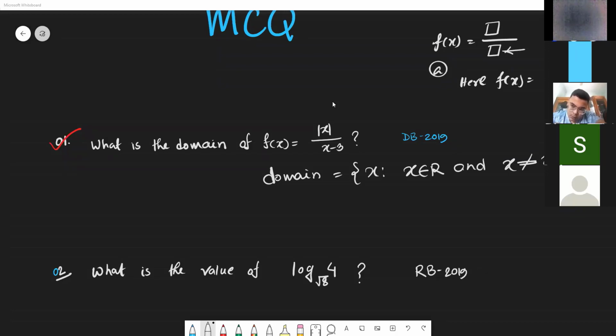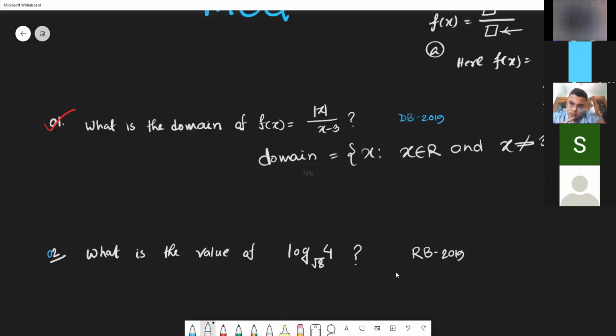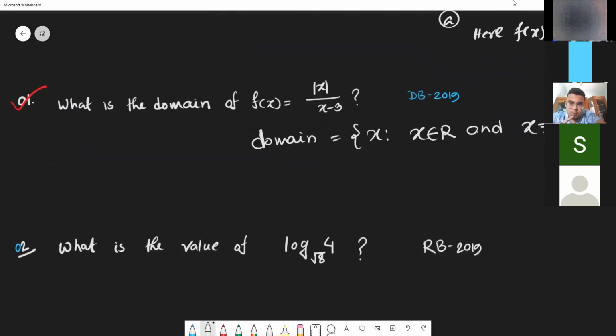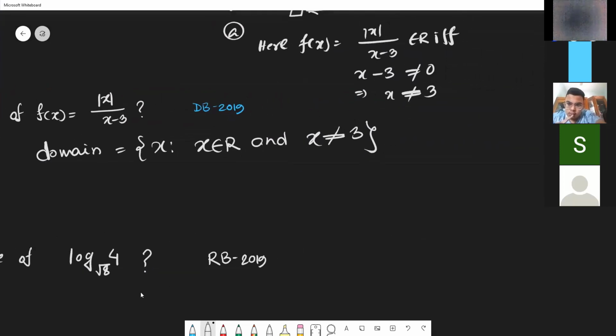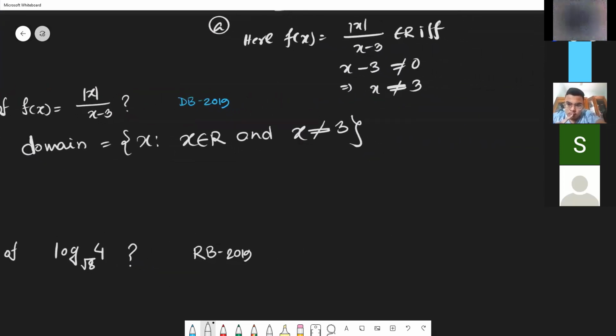Okay, let me review this one. Okay, I think you have tried. That means maximum students said your answer is 4/3. Okay, let me review this question. What is the value of log base 8 of log base root over 8 of 4?